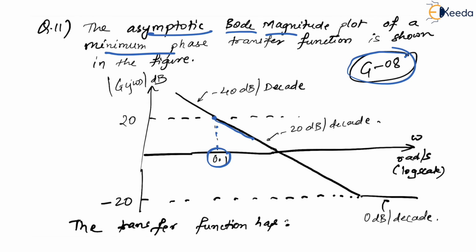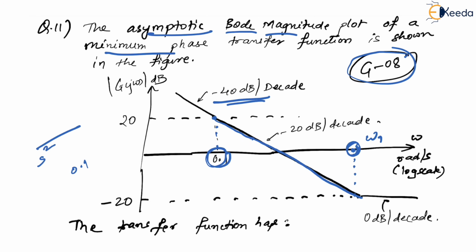Then the same slope was there, minus 20 dB per decade. And then here it got changed. So let us say here you have some frequency. Let me assume that frequency to be omega 1. Now see what has happened. Before the first corner frequency 0.1, the slope was minus 40 dB per decade. It means that definitely there are two poles at the origin, correct?